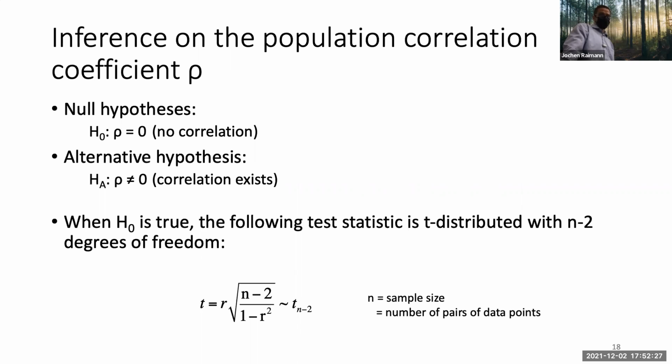When the null hypothesis is true, the following test statistic is t-distributed with n-2 degrees of freedom. So this would be this approach: r times the square root of n-2, divided by the square root of 1 minus r squared. So this is your distribution. For this distribution, you also have a rho table. There's actually a table for the correlation coefficient, and this will determine your critical values. So this is essentially how you convert this into a t-distribution. And you can use a t-table or you use the corresponding rho table.